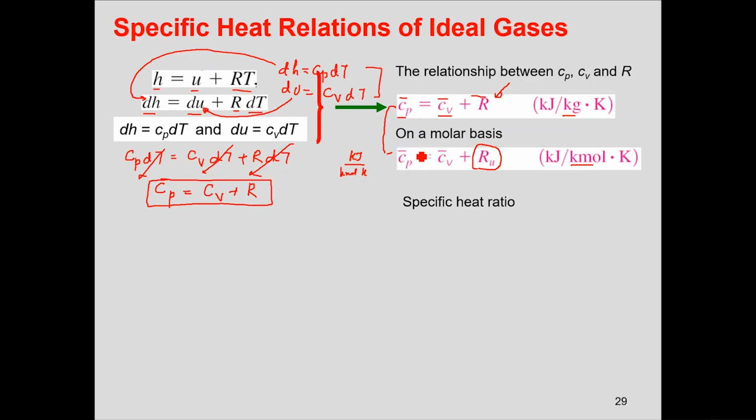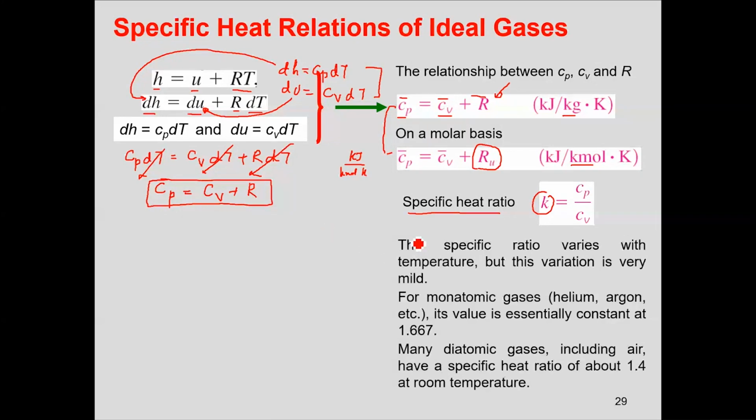Another thing is the specific heat ratio. Specific heat ratio is defined by the symbol k, and it is the ratio of Cp over Cv. This ratio varies with temperature, but the variation is very little. For monatomic gases, helium, argon, and so on, this ratio is 1.667, and for diatomic gases, which includes air, it is 1.4.